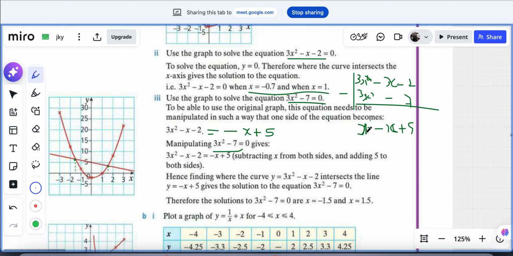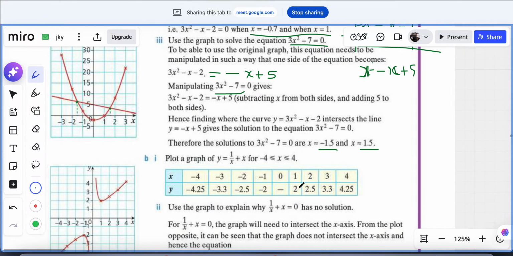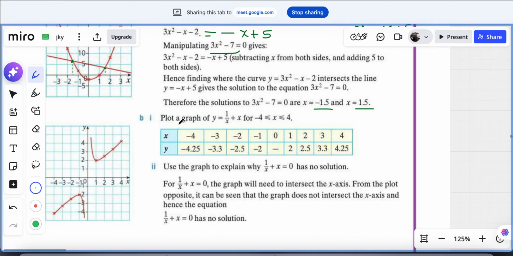What I said is, you take the original equation minus this equation. The difference is minus x plus 5. Then make a table of values for minus x plus 5, call it y, and plot this negative gradient. Where this straight line meets the quadratic, you trace them down, and you get the solutions for x. If you trace them down, x is approximately negative 1.5, and x is approximately positive 1.5. These are the solutions.